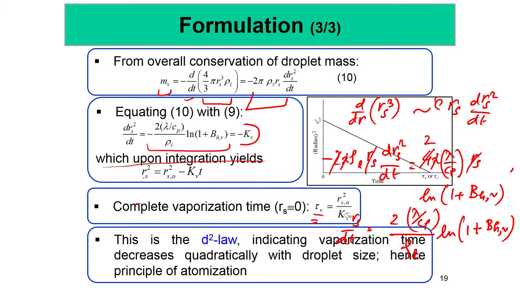So this is the very revealing thing, that the total time for vaporization goes as Rs square, or essentially it is d square, that is the diameter square or the radius square. So this is the d square law, indicating that the vaporization time decreases quadratically with the droplet size, hence the principle of atomization.